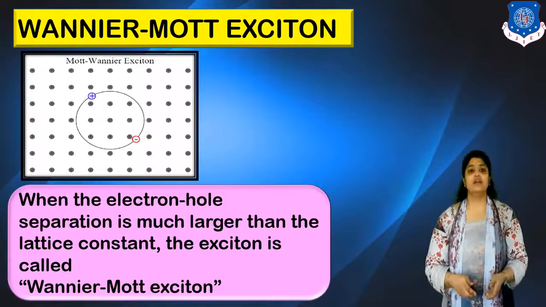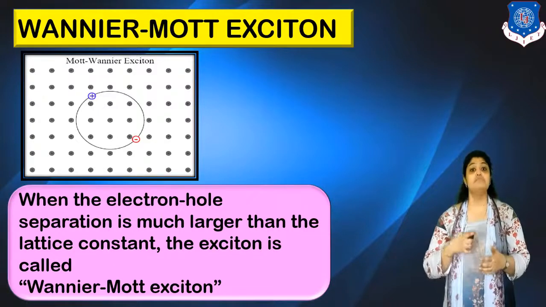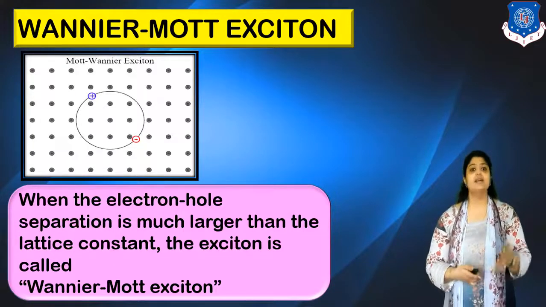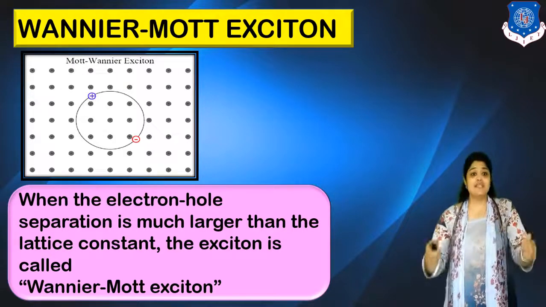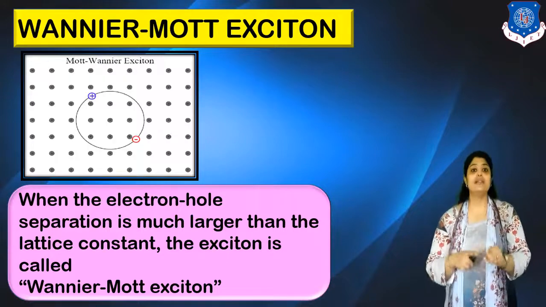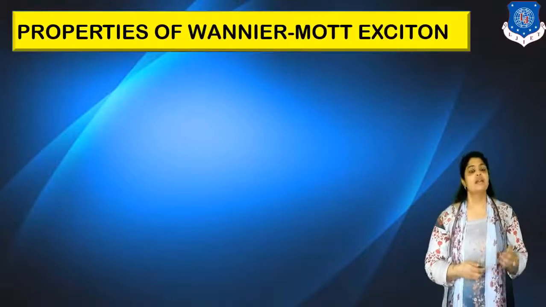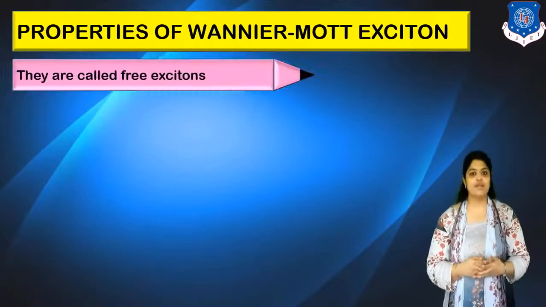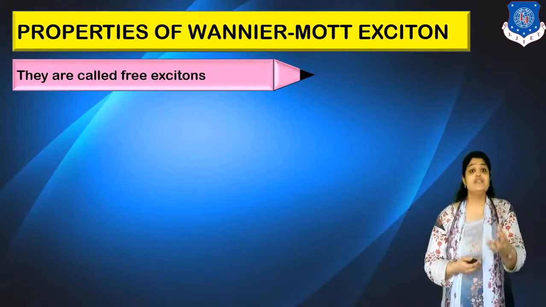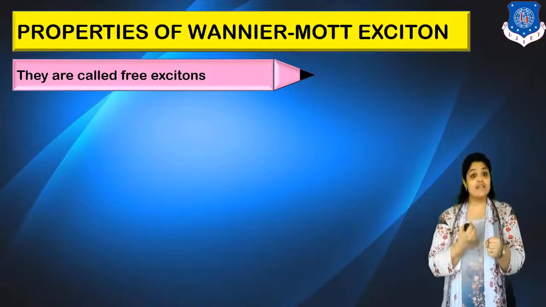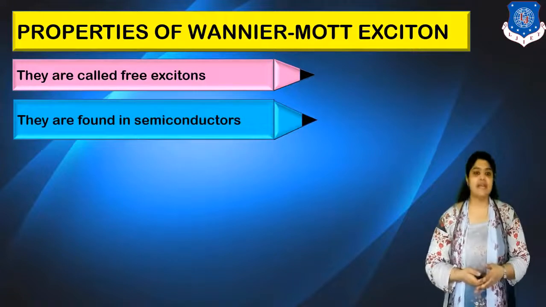So now I define the Wannier-Mott exciton: when the electron-hole separation is much larger than the lattice constant, the exciton is called the Wannier-Mott exciton. If the separation is larger, the attraction will also be less, and such a type of exciton is the Wannier-Mott exciton. Let us now discuss some properties of Wannier-Mott exciton. The first property says they are free excitons. Because of less attraction, the electron gaining some energy can be free for conduction, and that is the reason they are known as free excitons.